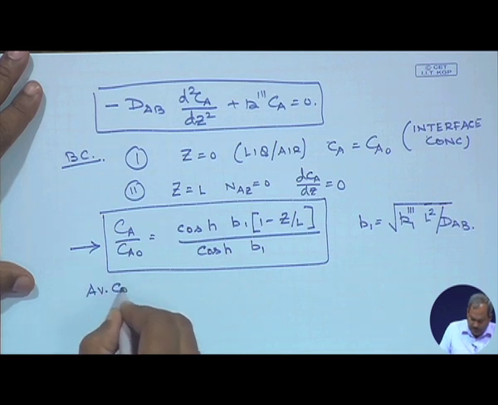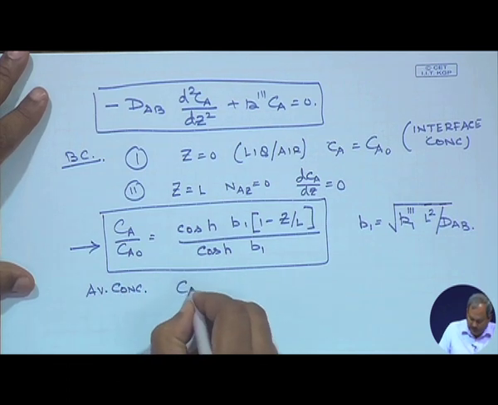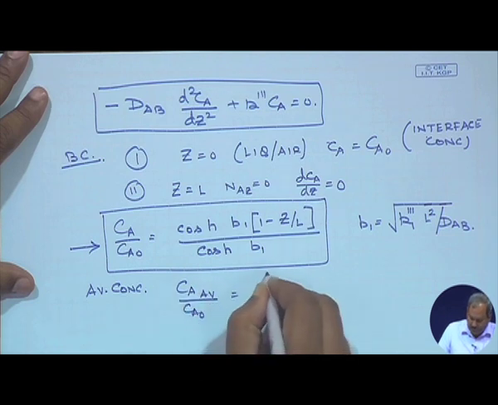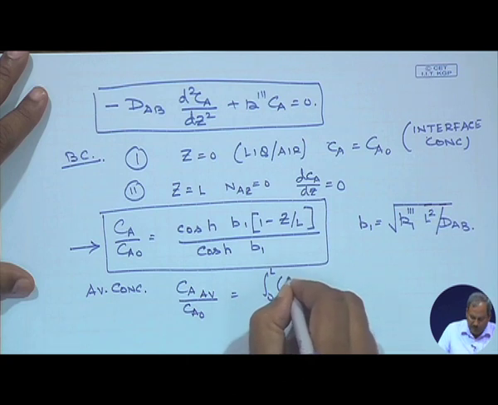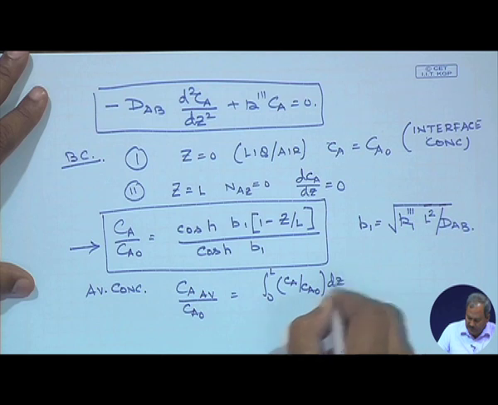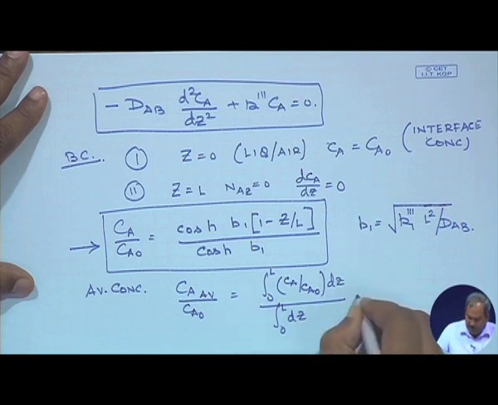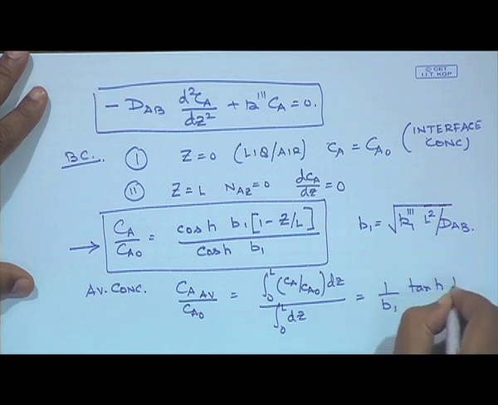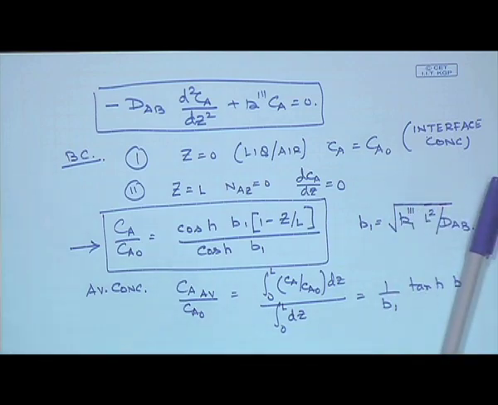Since you have the profile of A in here, the average concentration can also be calculated. So CA average by CA0 would be equal to, from 0 to L, same definition as before, CA by CA0 times dZ divided by the integral from 0 to L of dZ, and if you work this out, it would be 1 by B1 tanh B1.